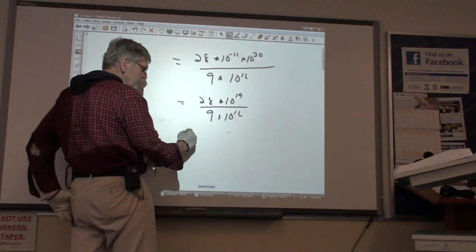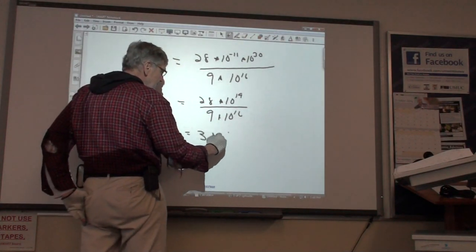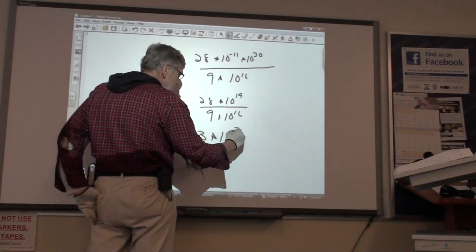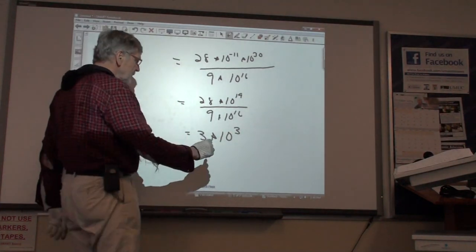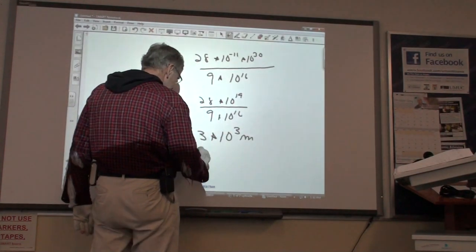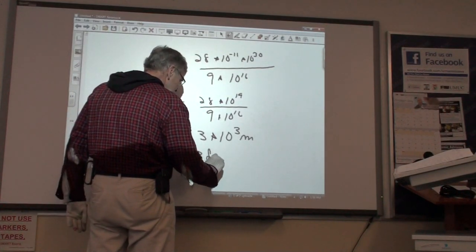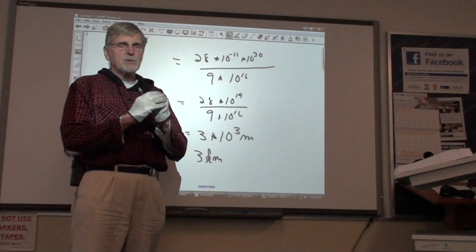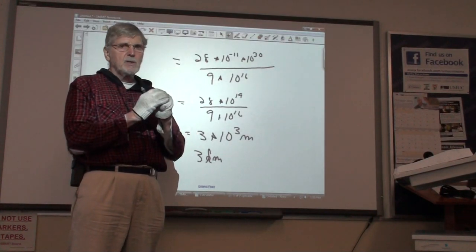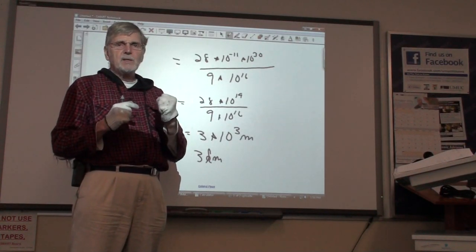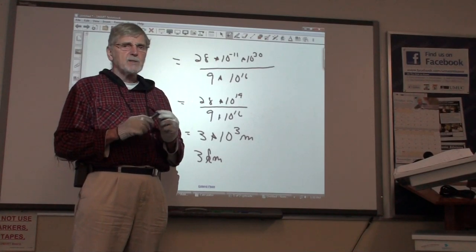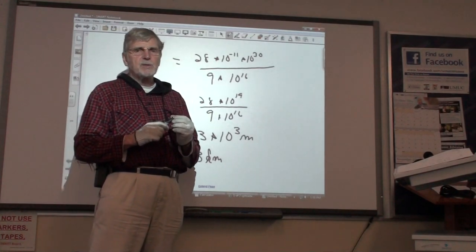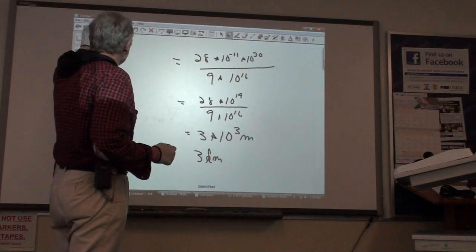And 9 goes into 28 about 3 times, so it's about 3 times 10 to the 3rd meters, which is about 3 kilometers. So the Schwarzschild radius of the Sun is about 3 kilometers. So if you shrink the Sun down to a sphere that is 3 kilometers in radius, then light will not be able to escape from it.